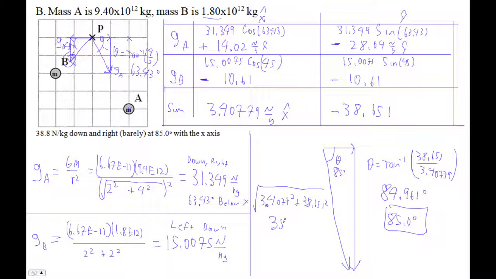Isn't that funny? It's 38.7, right, with 2 sig figs. This ends up being 38.8 newtons per kilogram. There you go. So that's our magnitude. You've drawn a picture like this. It's down and to the right. You've labeled the angle. It's all hunky-dory.